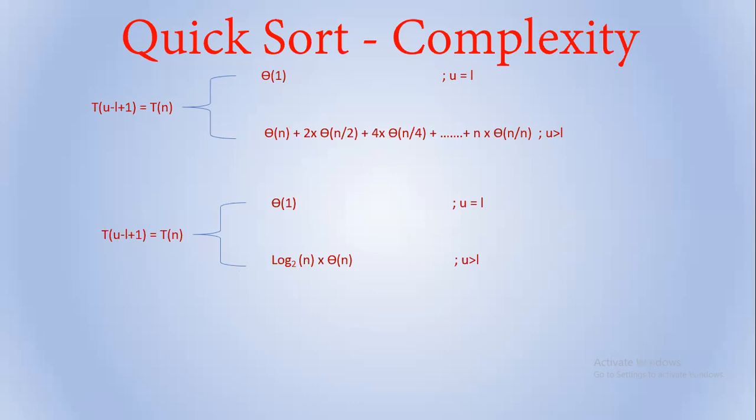But when the input is either in ascending order or descending order, the complexity is theta n squared. Log 2 n times theta n, the complexity, is less than theta n squared. You can get the calculator and see for large values of n, log 2 n times n, that means n times log 2 n, is less than n squared.